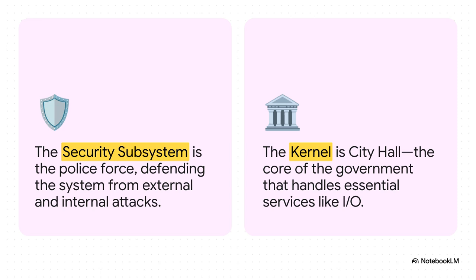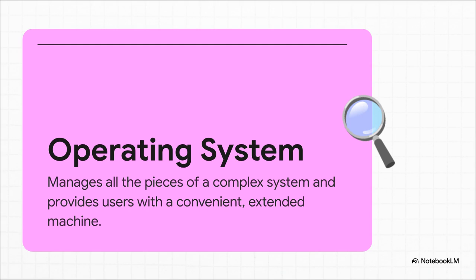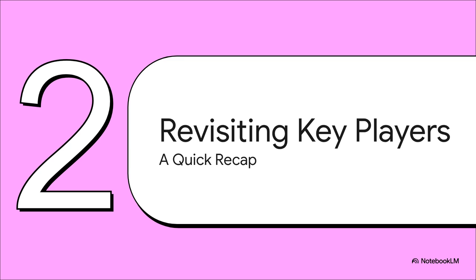And at the very, very heart of it all, that's City Hall, the kernel. This is where the core, non-negotiable government services are managed. So if you step back and look at the whole picture, you see the OS is really doing two huge jobs at once. First, it's a resource manager. Just like a city government, it decides who gets what and when. But second, it's a master illusionist. It hides all the messy, complicated details of the hardware and gives our programs a clean, simple, and predictable world to operate in. Okay, so we've got our map of the city.